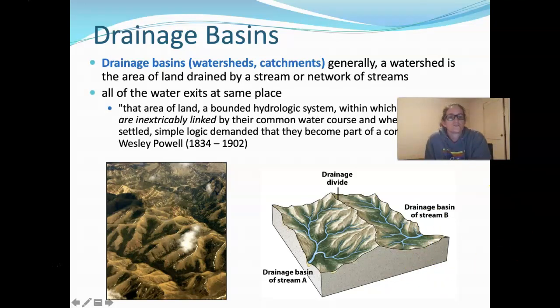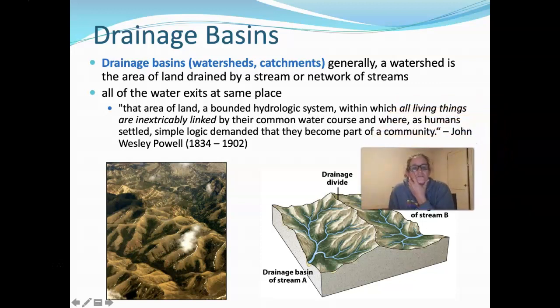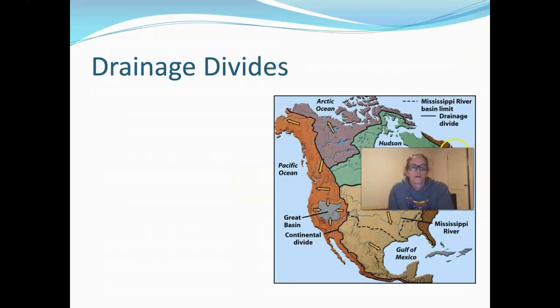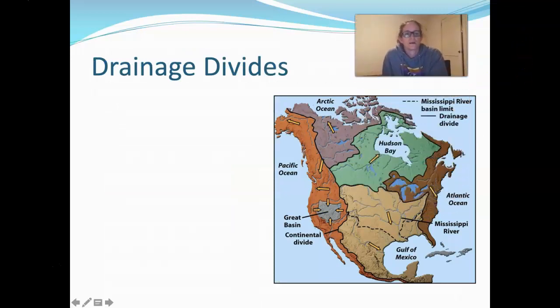Here's a quotation by John Wesley Powell. He was the first director of the USGS, U.S. Geological Survey. And this is what is a watershed or a drainage basin. "The area of land, a bounded hydraulic system within which all living things are inextricably linked by their common water course, and whereas humans settle, simple logic demanded that they become part of a community." That was what John Wesley Powell said of a watershed.